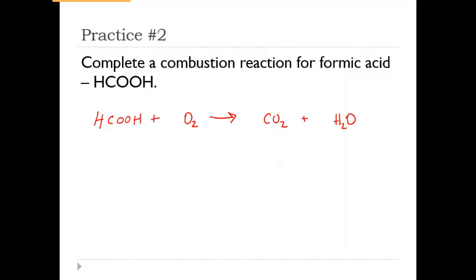So again, I would recommend that you start with your carbons, and if you want to do a T-chart, you're more than welcome to. I'm not going to for this one. But you have 1 carbon here on the reactants and 1 carbon on the products, so your carbons are already balanced. And then hydrogen should be the next one that you do, so you have 2 hydrogens here on your reactant side. You also have 2 already on the product side, so hydrogen is good.